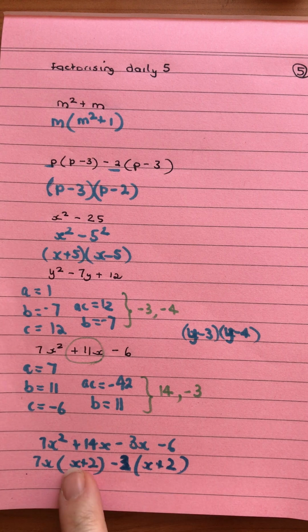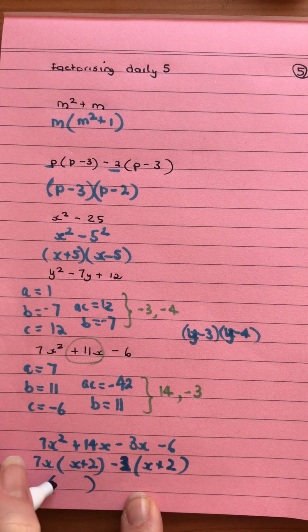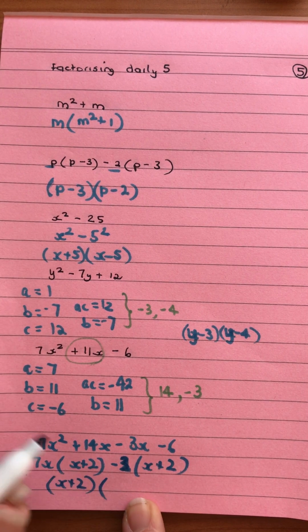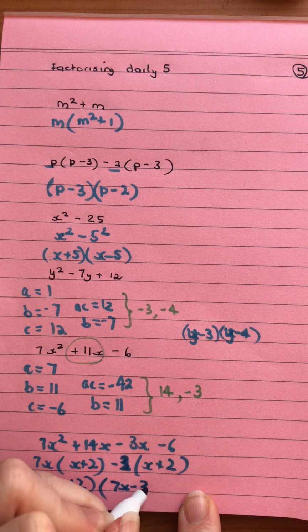Now we can see we have a common bracket of x plus 2. That can come out the front. And in our second bracket, we'll go 7x take 3.